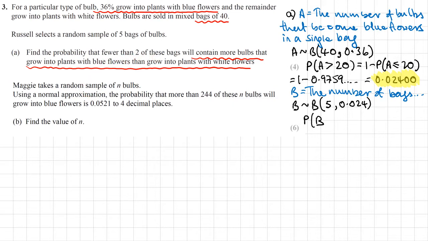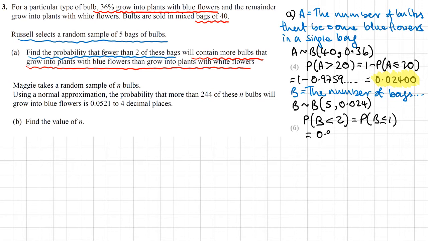Okay, so let's underline that in a different color. So everything I've underlined in blue here is to do with the 5 bags. So probability that fewer than 2, well, that's the probability that it's less than or equal to 1. We can work that out on our calculator, and that gives me 0.99450. Okay, we'll give an answer to 3 significant figures. That's the norm. So 0.995 would be the probability of that.